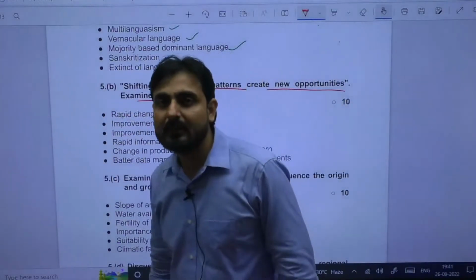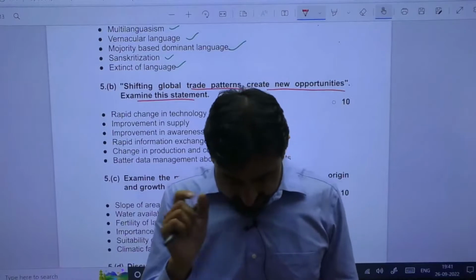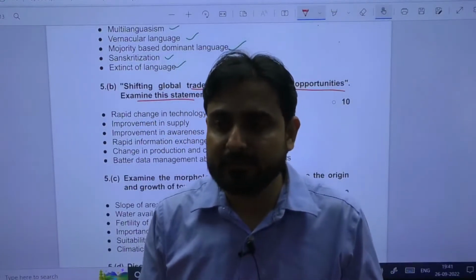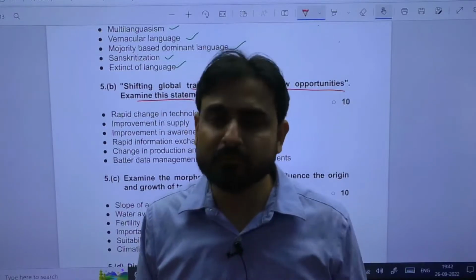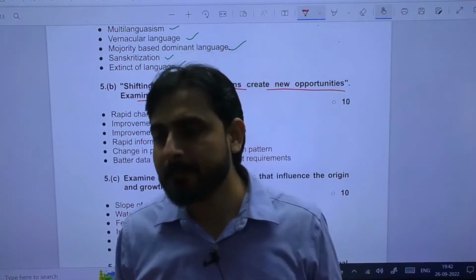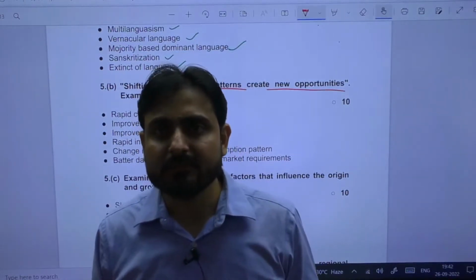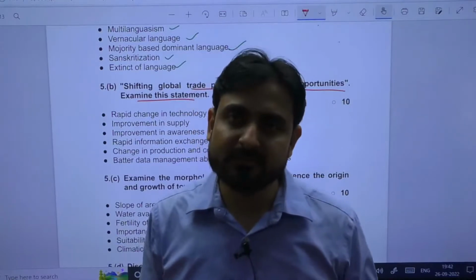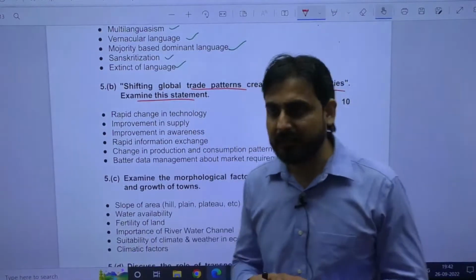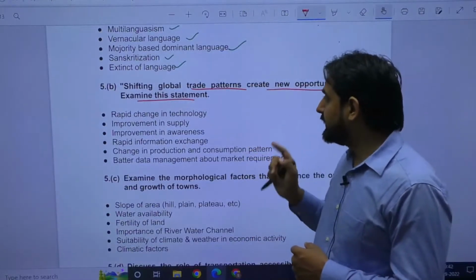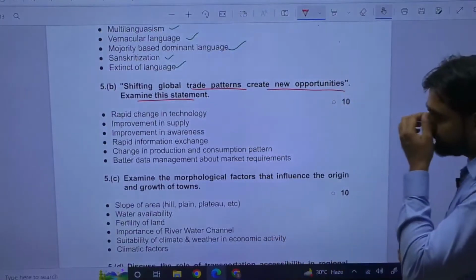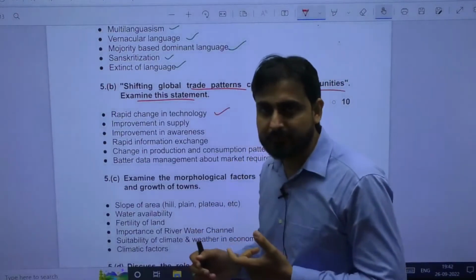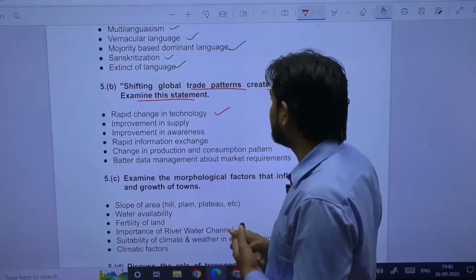Examine. Meaning, if the trade pattern is shifting, then what kind of opportunities arise with respect to economic development, social development, technological development, educational development, health development. So you can connect this in multiple ways. Shifting global trade pattern created new opportunities, you need to examine. Examine rapid change in technology due to shifting global trade pattern.